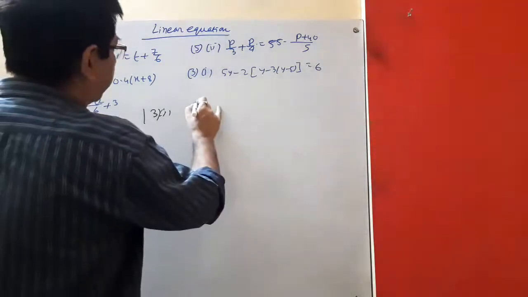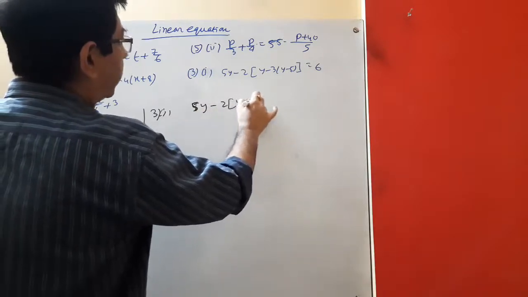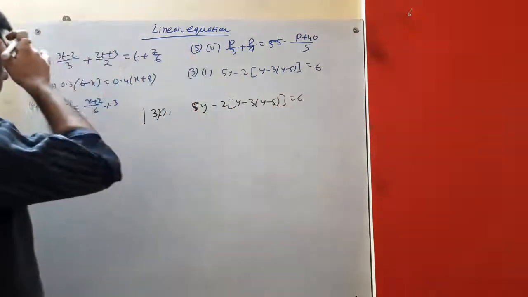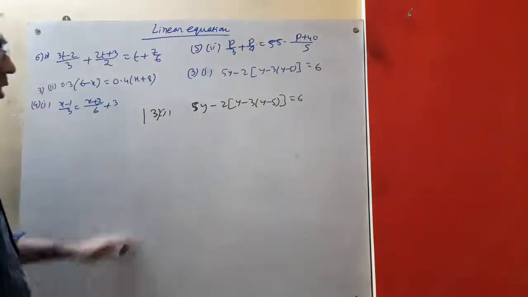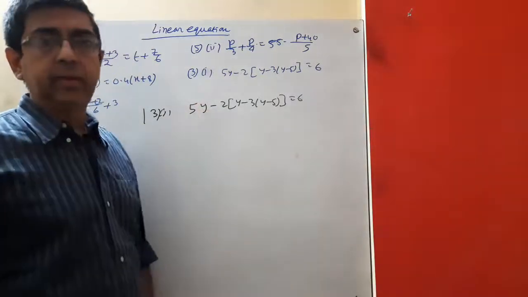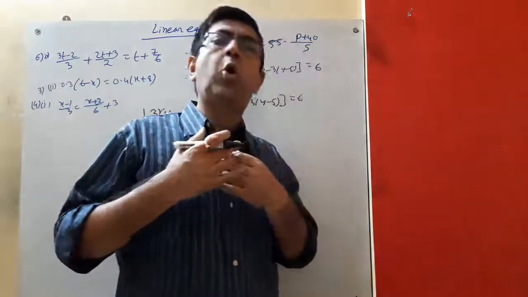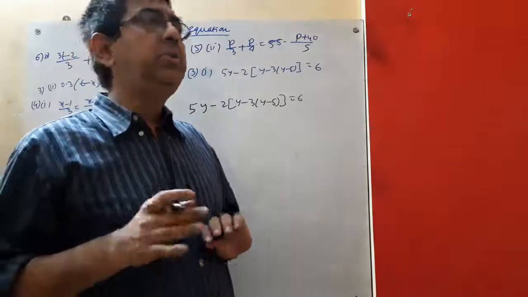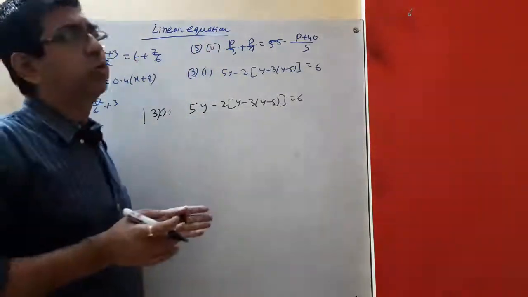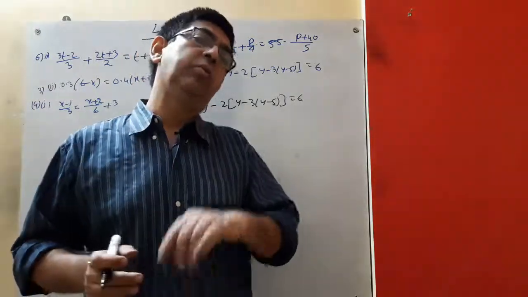Here y is the variable, right? 5y minus 2, y minus 3, y minus 5 equal to 6. What to do? It is a linear equation in one variable. One variable is there. What we have to find? We have to find the variable, that is y. That means the first thing is that we will remove all brackets and try to keep the variable on one side and the constant on the other side. Then we will find the value.